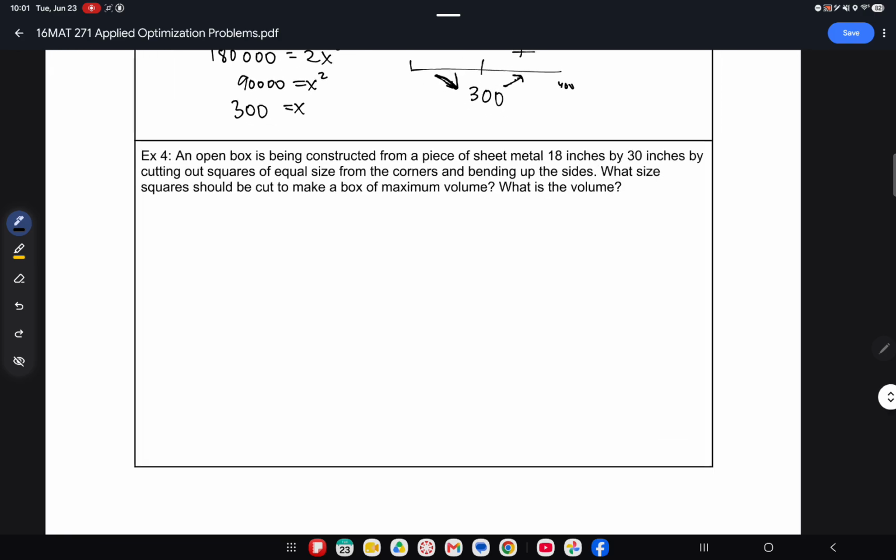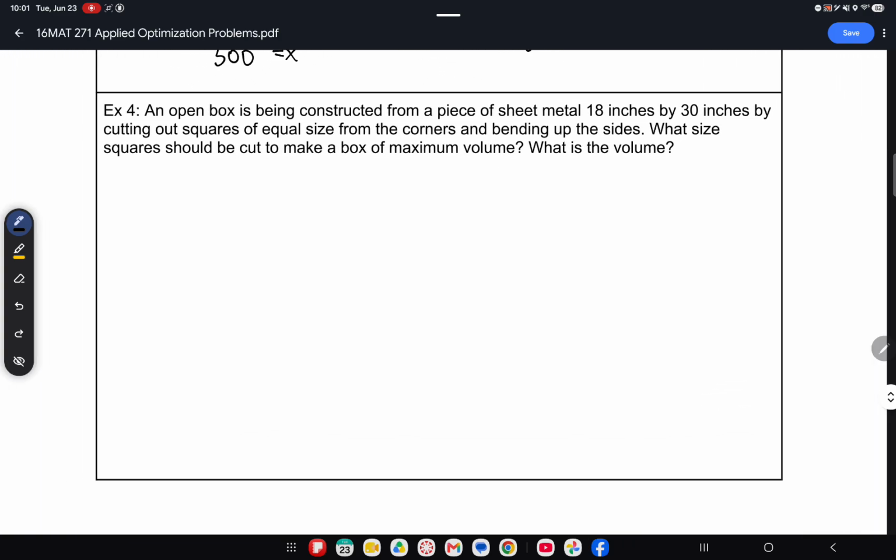All right, let's try another one here. So an open box is being constructed from a piece of sheet metal, 18 inches by 30 inches. And we're going to cut out squares of equal size from each corner, and then we're going to bend the sides up. What size squares should be cut to make a maximum volume, and what is the maximum volume?